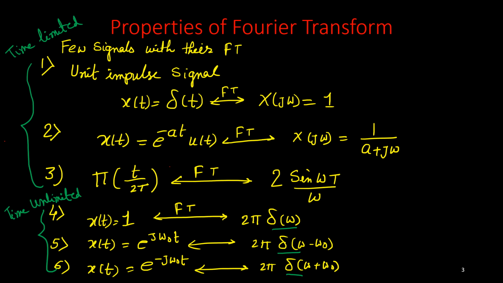Now, for time unlimited signals, you will see that the Fourier coefficients have finite magnitude. Then if we again multiply with infinite magnitude, obviously the samples will become infinite at that point. So you will get an impulse everywhere. This DC has one impulse at 0. This exponential periodic signal has one impulse at omega equal to omega naught, and for the negative frequency, an impulse at omega equal to minus omega naught.